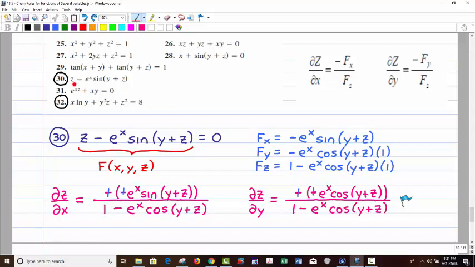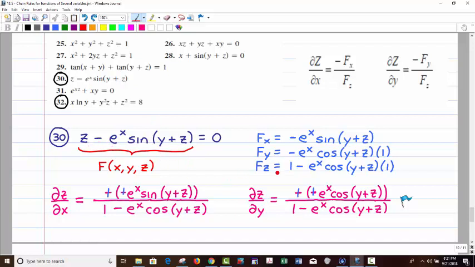Now, one thing I want to mention, I just noticed with this one. If you looked at it not very carefully, you might think, well, isn't z already in explicit form, meaning you could just take the partial derivatives the normal way. No, because yeah, z is by itself over here, but notice there's a z in the parentheses of this sine, y plus z. So it's definitely implicit form.